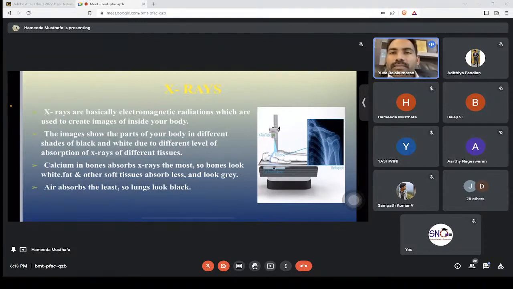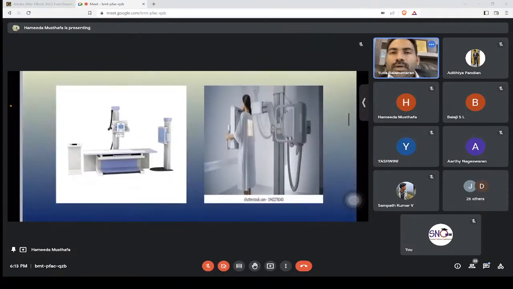Next slide. Okay, this is a digital X-ray unit where they are taking a chest X-ray. It's a posterior-anterior view. So this is how they take the X-ray. This is the latest X-ray equipment. Okay, next.